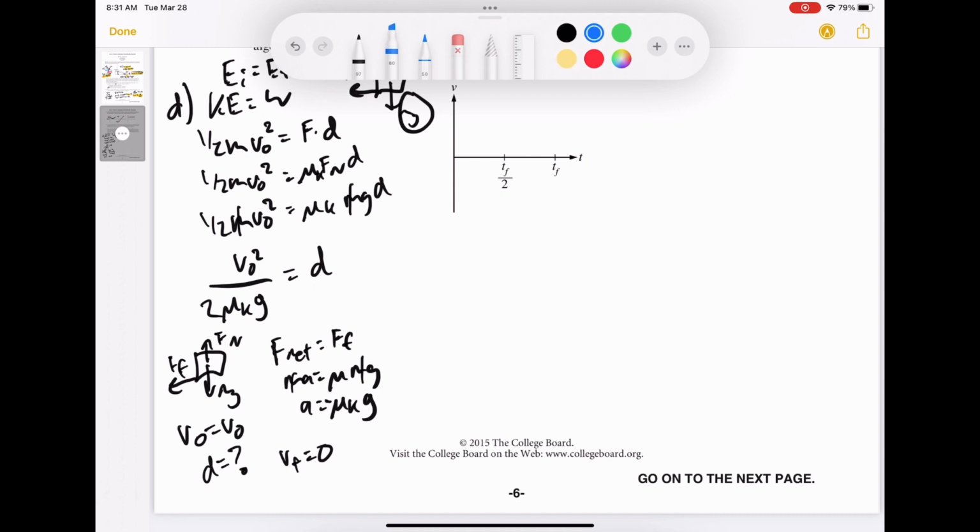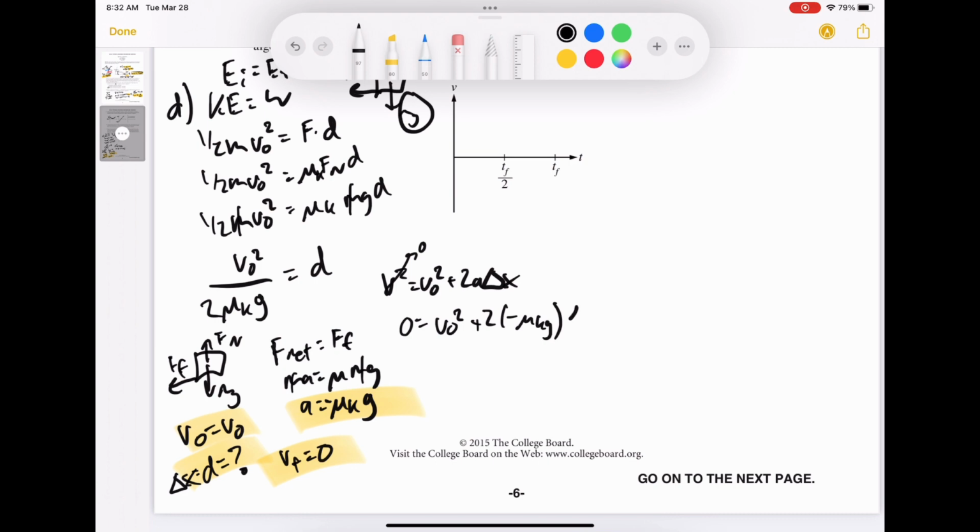And so now I have 4 variables, and I'm thinking about what equation will match those 4 variables. Okay, so this second method is also a great way to solve it, and obviously delta x is another way of saying d. Okay, so you're thinking about what equation has those 4 variables and nothing else. And so it's a similar one we used already, so v squared equals v naught squared plus 2a delta x. V is 0, that's my final velocity, so I have 0 equals v naught squared plus 2, a is negative mu k g times delta x.